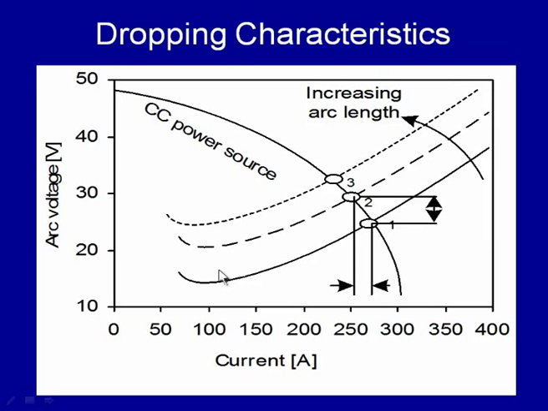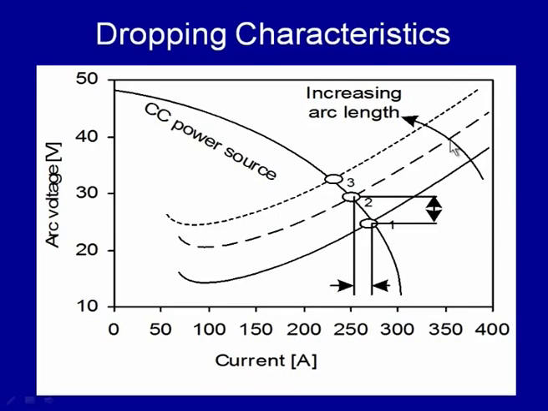The intersection of any arc characteristic line with the power source characteristic line indicates the operating point. For a particular condition, if this is the arc characteristic for a particular arc length, say L1, then the operating point is 1. This indicates that for this operating point the arc voltage is this much, while the welding current is this much.